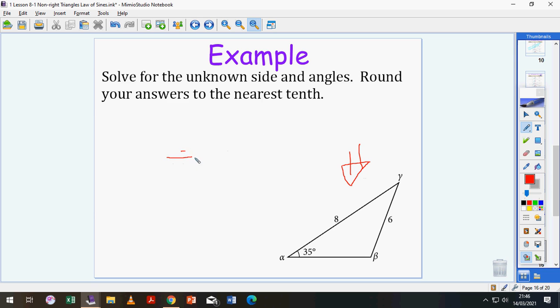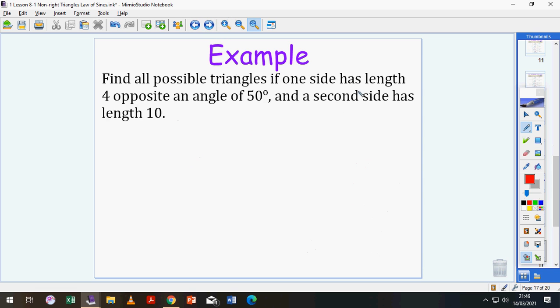Find all possible triangles if one side has a length of 4, opposite angle 50. So I can draw my triangle with angle 50 degrees here, and the side that has a length of 4 is opposite angle 50, so this is 4, and the second side has a length of 10. According to my sketch, which one is the 10? I can make this the 10, right? So the first thing you need to do is figure out the height of this triangle, because it's the height that tells you what you're dealing with.